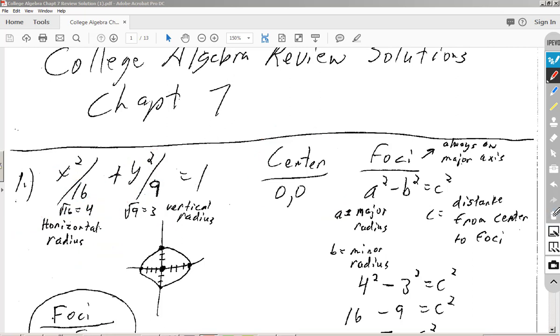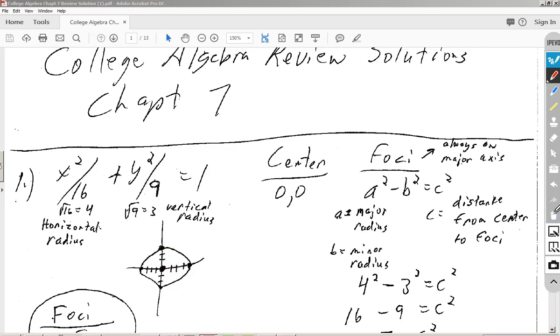So to graph this, I go to my point 0, 0. And then in my x direction, my horizontal direction, I'm going to move a total of 4. So I move it out 4, put it out there, and to the right 4, to the left 4. Now I'm going to move in the y direction a total of 3. So I go up 3 and down 3. And then I go ahead and draw in my ellipse.